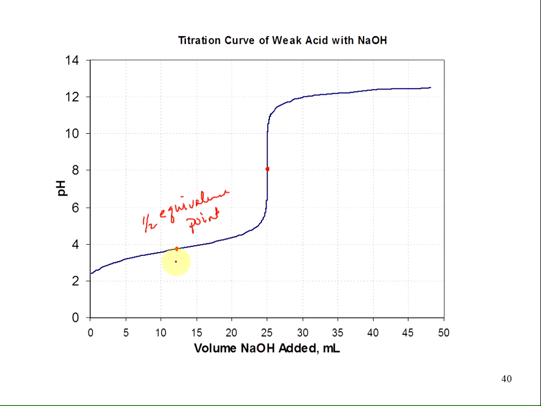Now, if we compare this to the strong acid, strong base, remember it doesn't have a buffer region, but also that titration curve didn't have this little increase here, this little hump here. If we were to draw a tangent line through this part of the graph, so where it goes through this half equivalence point, where the tangent line intersects with a line, this is where we have the effective buffer region. So this is the effective buffer region.